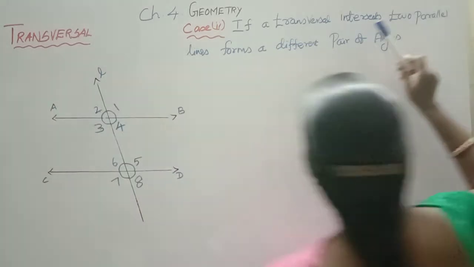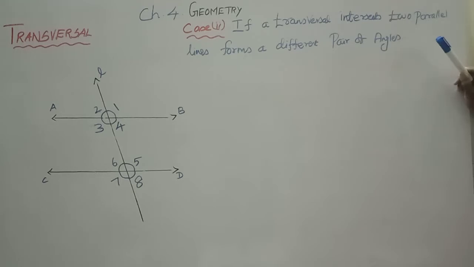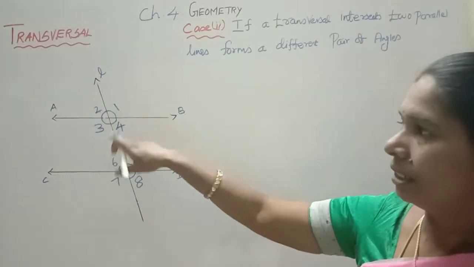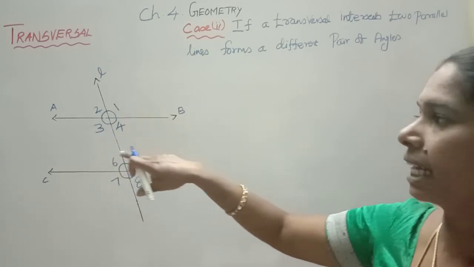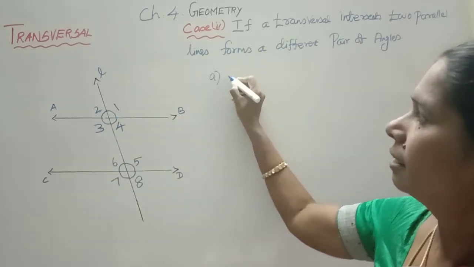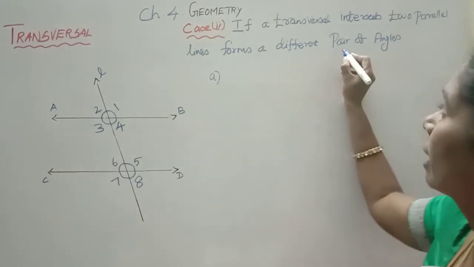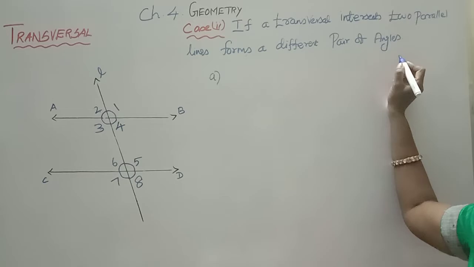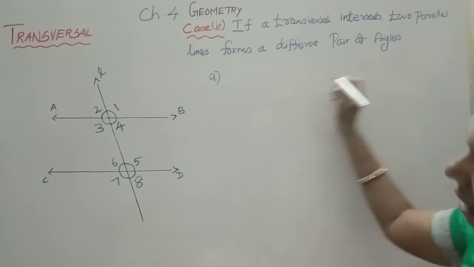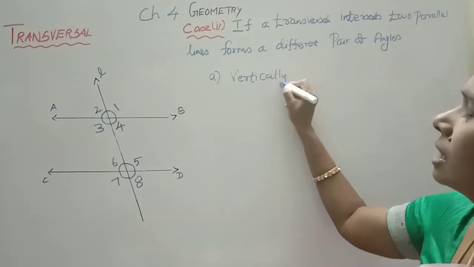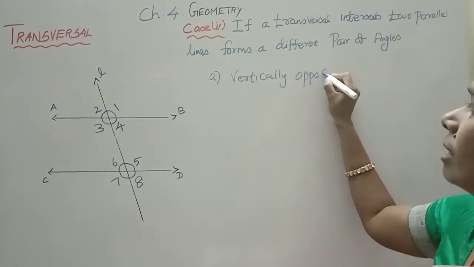Next, if a transversal intersects two parallel lines, it forms different pairs of angles. Which are they? First, here two lines are intersecting. Look at this picture. Here we can say vertically opposite angles are equal. So we are going to see which pairs of angles there are here, and how they are, equal or not equal.